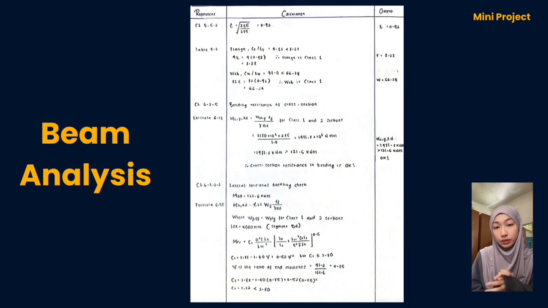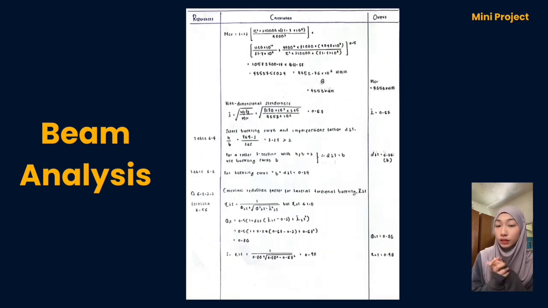Next is the lateral torsional buckling check. Refer from clause 6.3.2.2. We use the effective length of 4000 mm after converting and can calculate the buckling moment using the formula. But before that, we need to find the value of psi and C1 as shown to get the Mcr value. To calculate psi and C1, just insert the value in the Mcr formula.